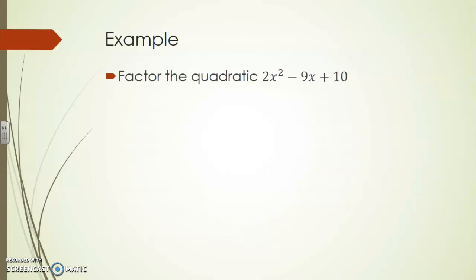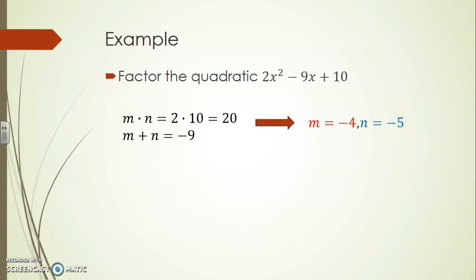Here's an example where 2x squared minus 9x plus 10 is to be factored. a has a value of 2, minus 9 plays the role of b, and plus 10 is the value of c. According to our sum product method, we need to find two numbers, m and n, that will match the product of 2 with 10, that is, a with c, to give 20, and also add up to give the value of b, which is minus 9. By trial and error, you'll find that minus 4 and minus 5 accomplish both of these restrictions.